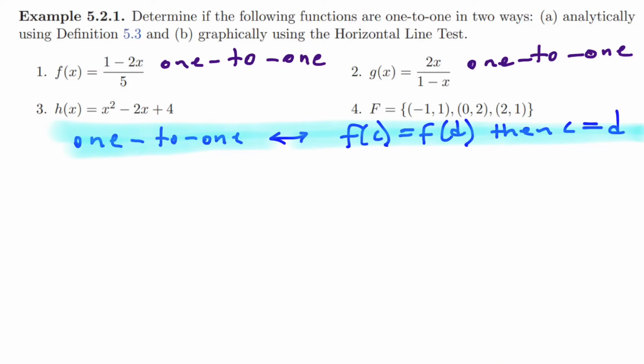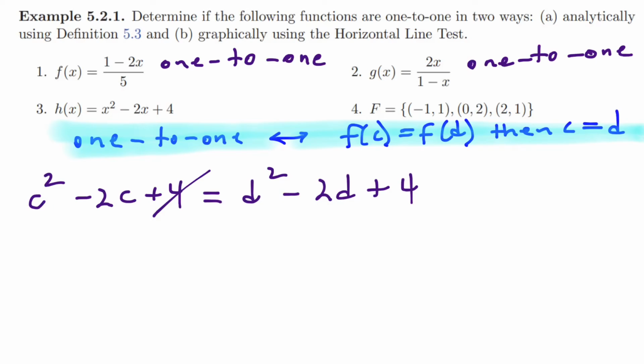Now let's look at number 3. So I've got to set up f of c is equal to f of d, so that's c squared minus 2c plus 4 equals d squared minus 2d plus 4. So I have a 4 on either side. Let's bring all the squared terms to the left and all the non-squared terms to the right. And I can see this isn't looking too good for simplifying down to d is equal to c, but let's just see if we can get a little further.